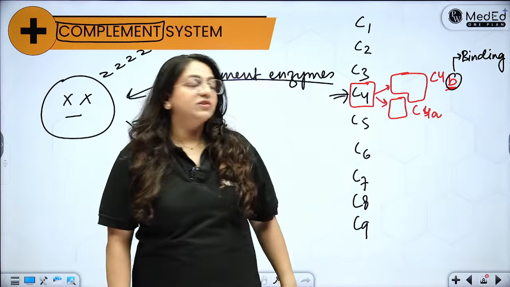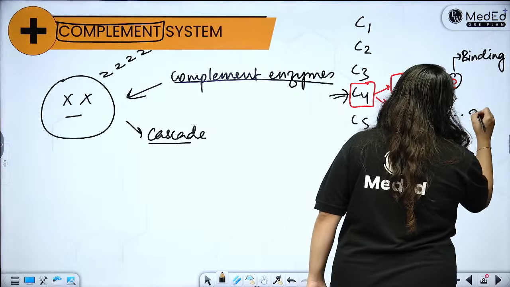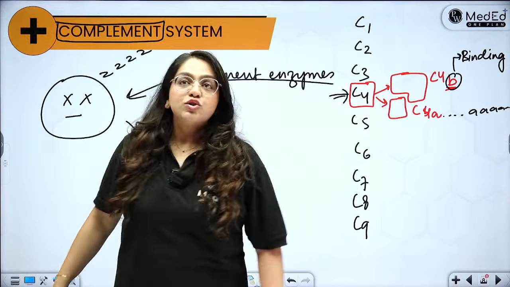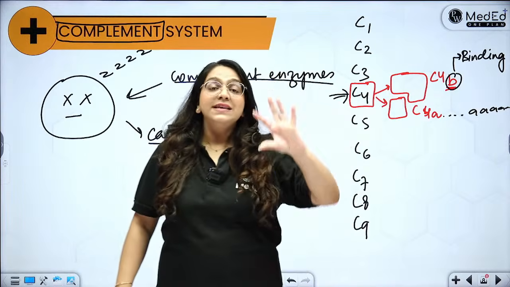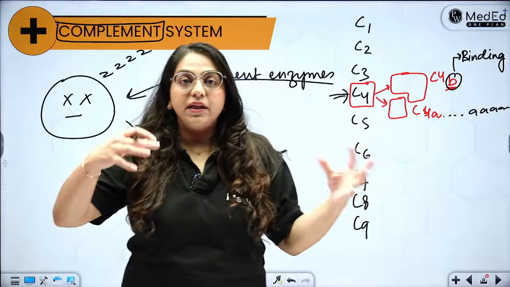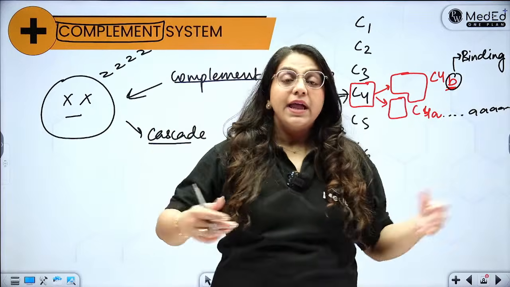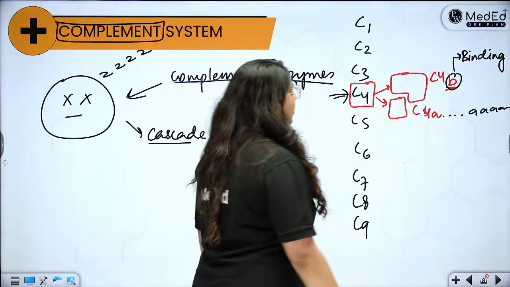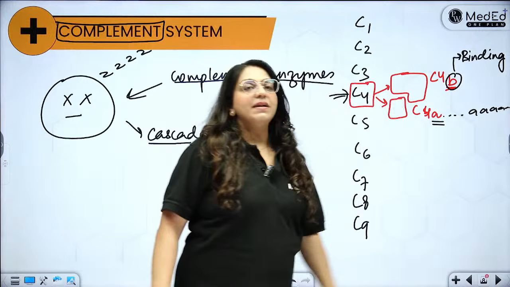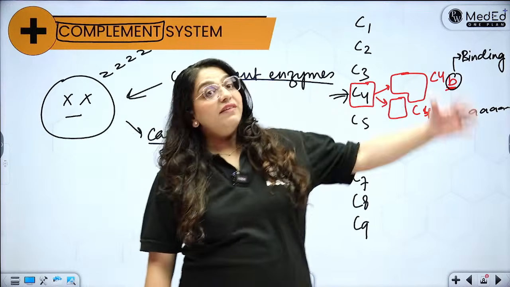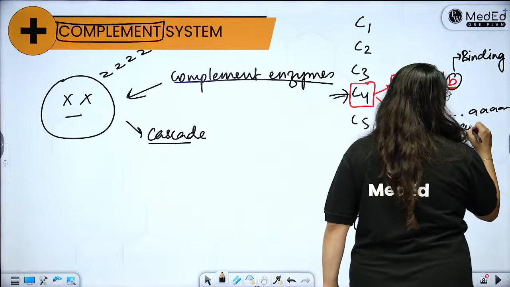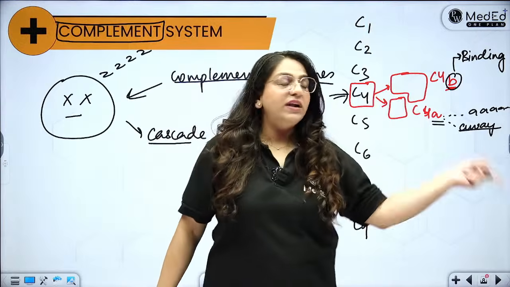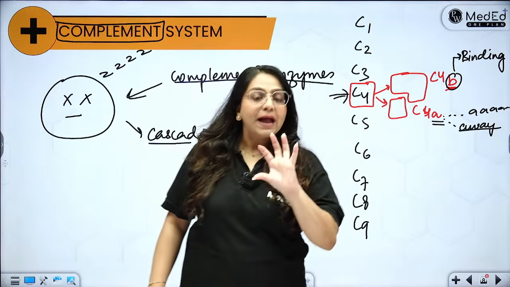C4A is anaphylotoxic. What does C4A do? It says, come, come, come. It calls the anaphylactic response. It calls the mast cells to degranulate. It calls the histamine, the vasoconstrictors. So A is for anaphylotoxic. The A segment is always anaphylotoxic, and it floats away. So remember A and away. A is anaphylotoxic, away is floats away. What does the B fragment do? The B fragment binds to the next guy.